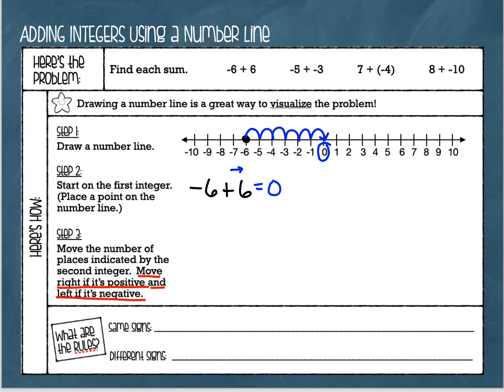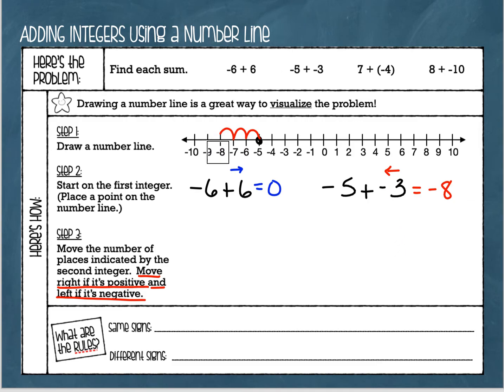Okay, then we're going to do another example. So I'm going to erase this. And our next example is going to be -5 plus -3. So I'm going to put my first point here at -5, right there. And then my second number is telling me that I need to move 3 to the left, right? Because this is a negative number right here. So I'm starting at -5 and I'm going to go 3 to the left. 1, 2, 3. So we end up right here and we would say that that answer is -8.